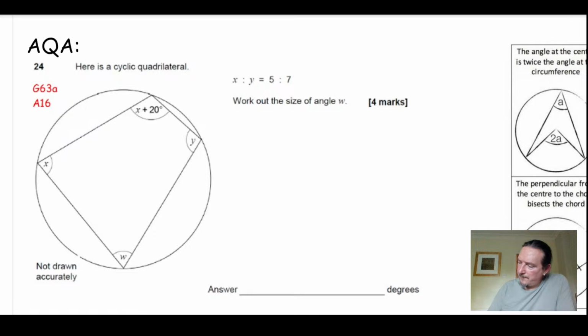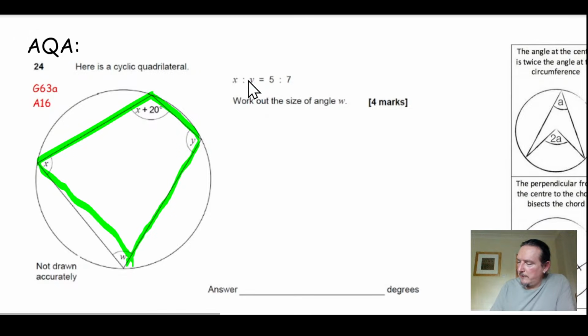We've got our cyclic quadrilateral, so we know that opposite angles add up to 180. Plus we've got this ratio over here that we're going to have to use in a minute, I guess. So let's start with x and y, because we know the ratio of those two things. If I take x and y, these two angles here, these should add up to 180 degrees, shouldn't they? We know that x plus y is 180 degrees.